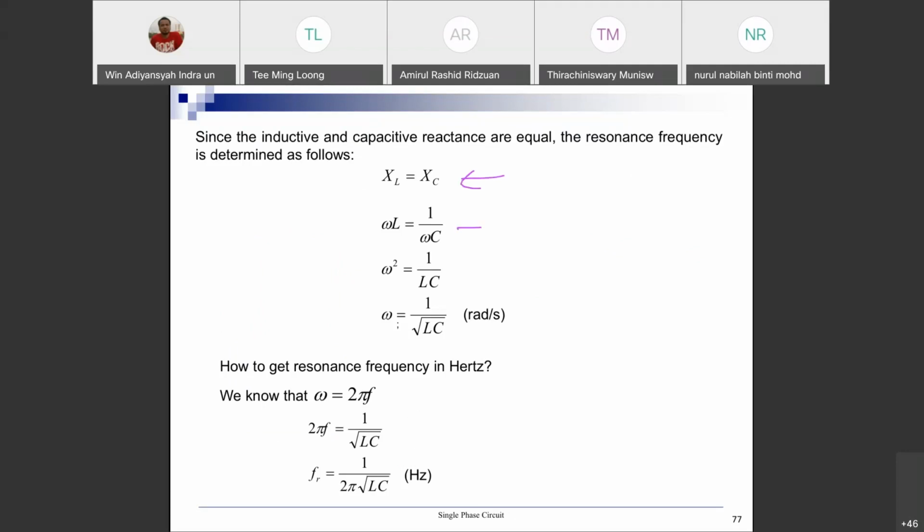Omega L equals 1 over omega C, this is the formula. And then omega goes here. You have this one and you have this one. Omega equal to 2 pi F. So F equal to this one. They call it the resonance frequency. It is the frequency where the circuit is purely resistive. Okay, pure resistive.